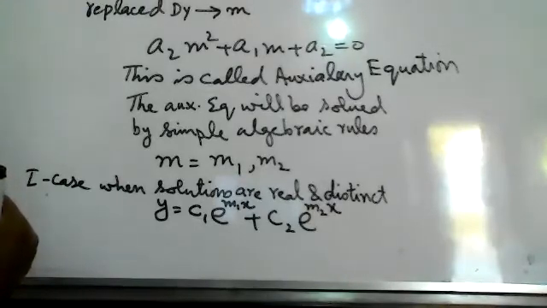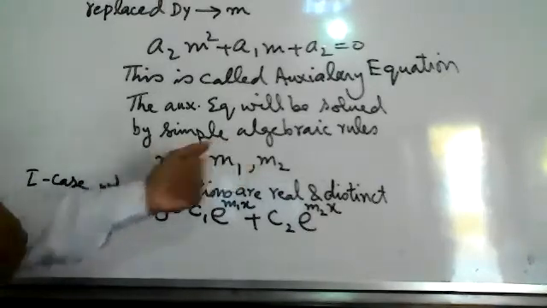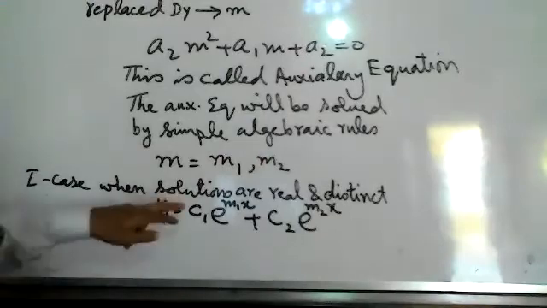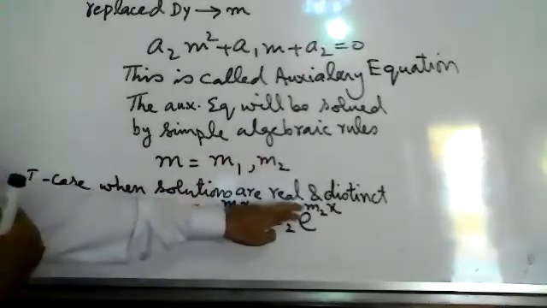This is the first case when both answers are real and distinct. Both answers should be real and different. Suppose one is 0, the other is under root 3. So these are two different answers, both real and distinct. So it will become C1 e raised to power 0x plus C2 e raised to power under root 3 x.